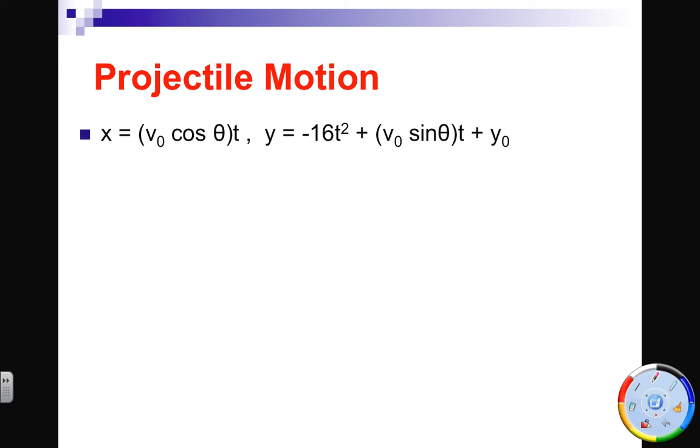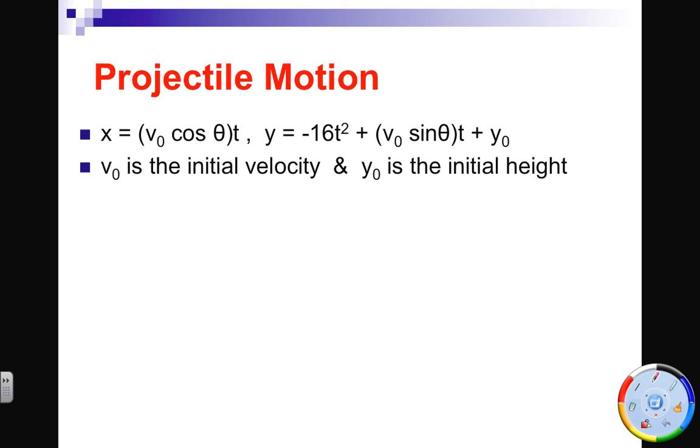All projectile motion is going to be written like this in parametric mode. X equals v sub naught cosine theta times t. And y is equal to negative 16t squared plus v sub naught sine theta t plus y sub naught. Well, it might be a good idea to know what some of these things are. V sub 0 is what we call the initial velocity, and y sub 0 is the initial height.